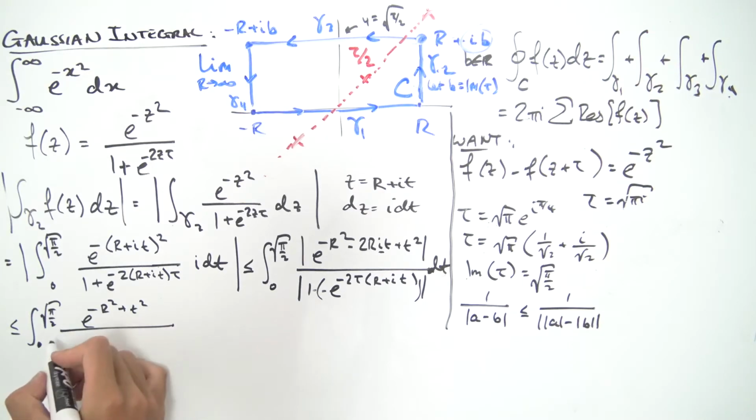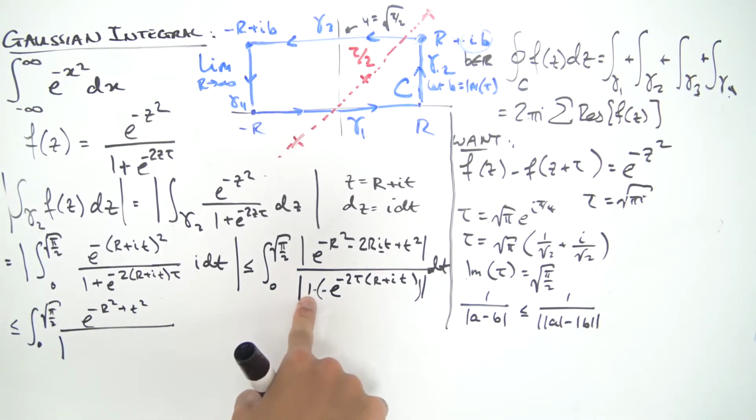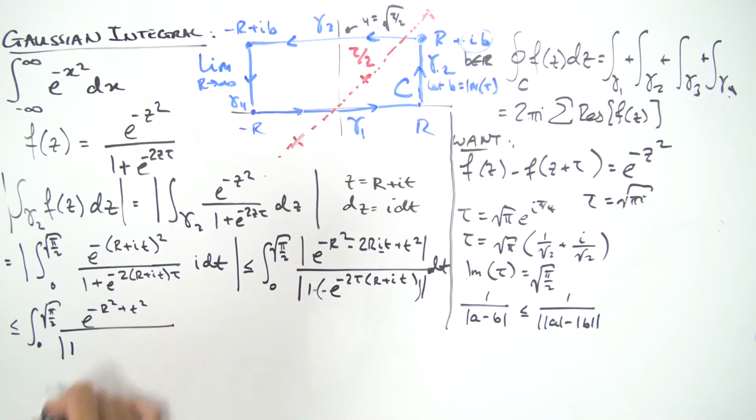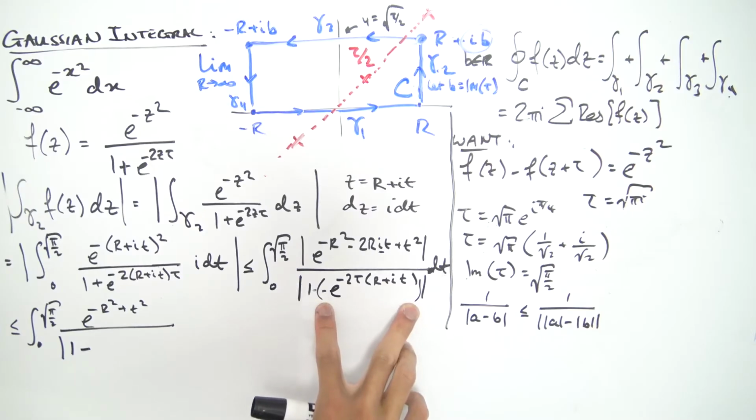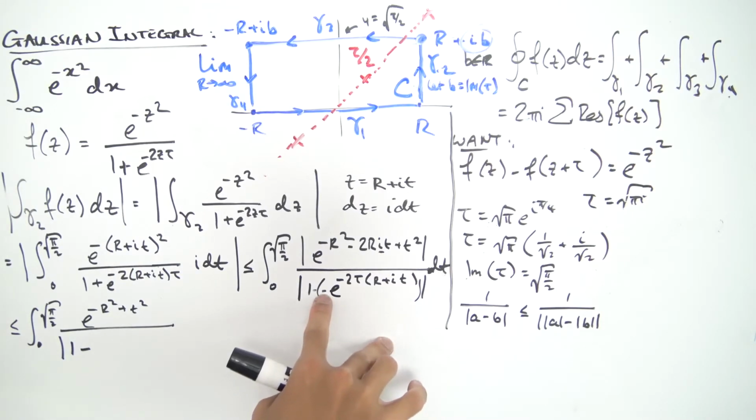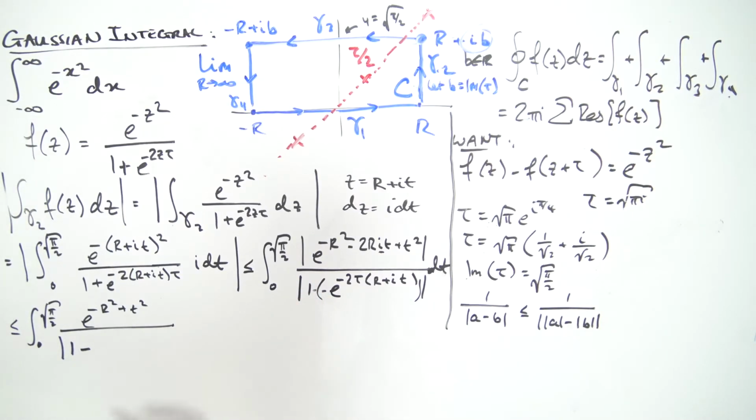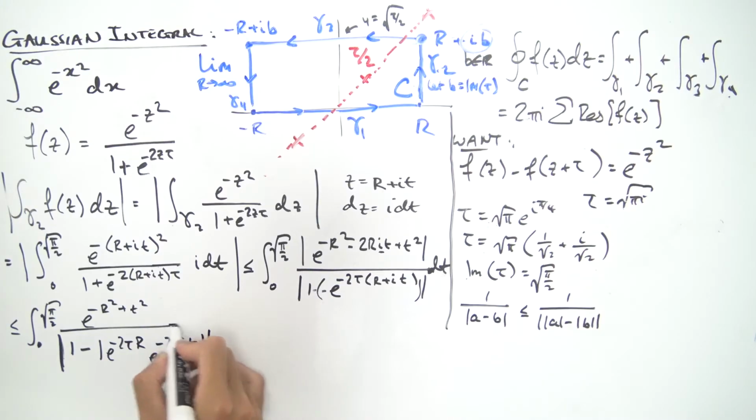So we're going to get now the absolute value of a, which is just 1, and we're going to subtract off the absolute value of this exponential function. And we also have a negative in here, that kind of drops off. So we're going to find the absolute value of e to the minus 2 tau. Let's expand out a little bit, so minus 2 tau r, and then e to the minus 2 tau times i times t, like so. And this is integrated with respect to t.